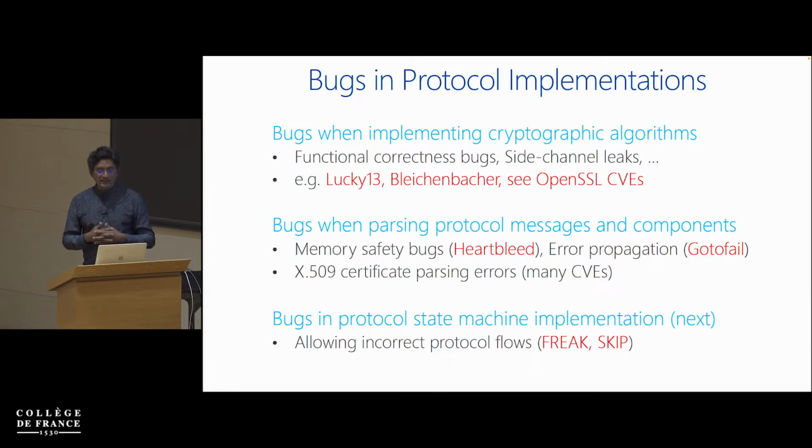Every year there are many CVEs. Some of them are functional correctness bugs, some of them are memory safety bugs, some of them are side channel bugs like timing bugs. And many of the attacks on TLS are actually crypto bugs.